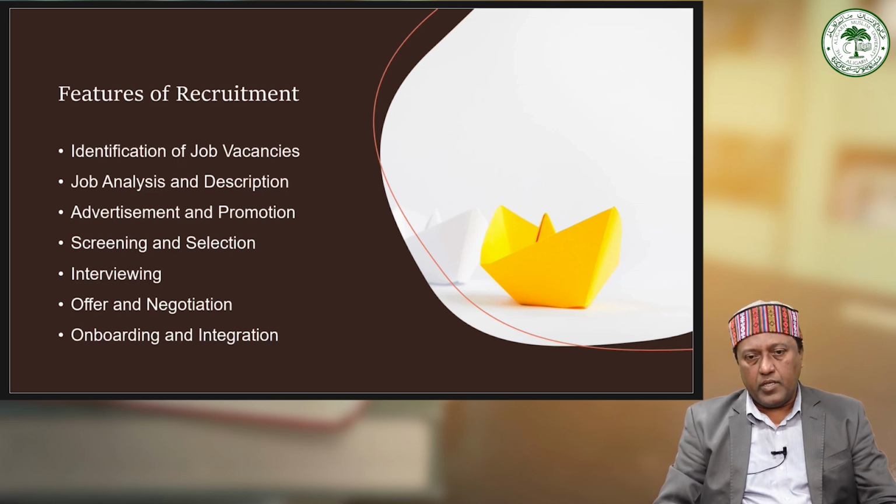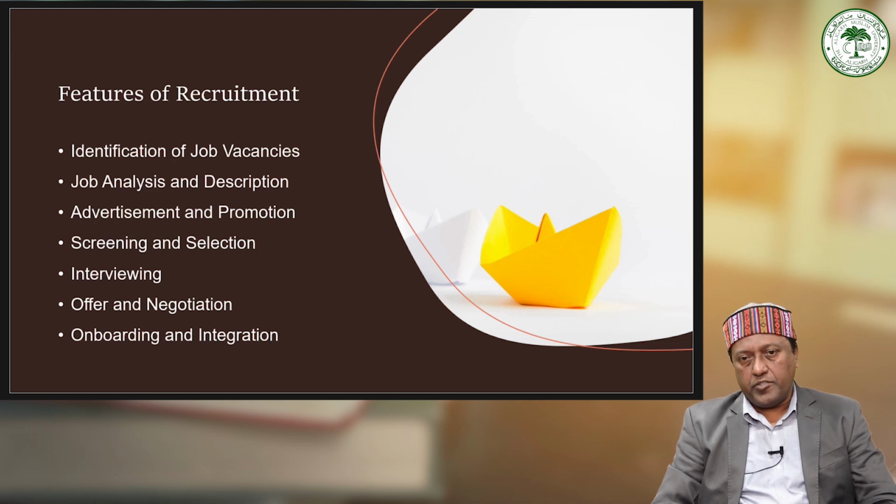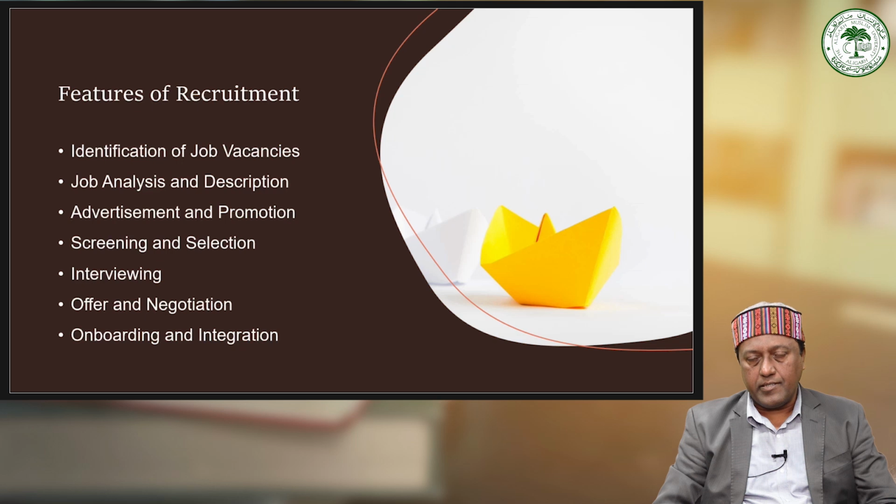And once it is done, the next step is offer and negotiation. After identifying the preferred candidate, the organization extends a job offer outlining the terms and conditions of employment, including salary, benefits, and start date. Negotiations may also occur regarding the terms of the offer, and finalizing the employment agreement is typically the last step in the recruitment process.